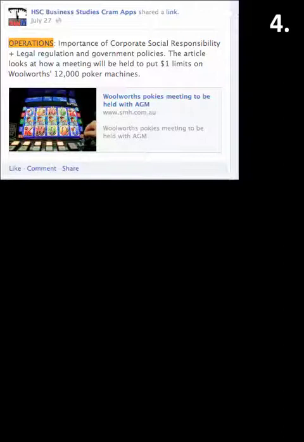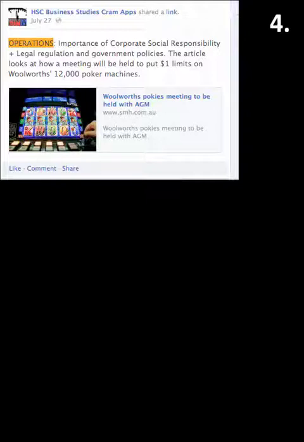And the last paragraph about the importance of corporate social responsibility, the idea of legal regulation and all that also comes into it. The poker machines. So Woolworths owns about 12,000 poker machines. They don't have them in Woolworths. They have them in the pubs that they also own. They have lots and lots of pubs, which people don't really know about. And that article actually looks at how corporate social responsibility is going to affect them.